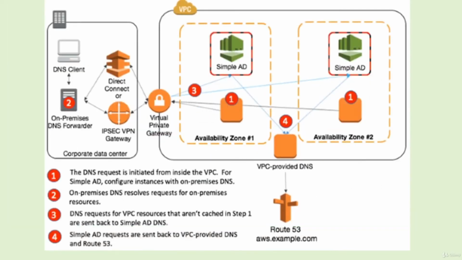Similarly, we have different things here. Scenario: we have a DNS request which is initiated from inside the VPC for Simple AD, where configuration instances for on-premise DNS, domain name system, could be used. We can have an on-premise DNS resolver to request on-premise resources. Then the request gets fetched with VPC resources that are not cached. So it will be sent back to the AWS AD DNS, which could be sent back to Route 53 if it is matched.